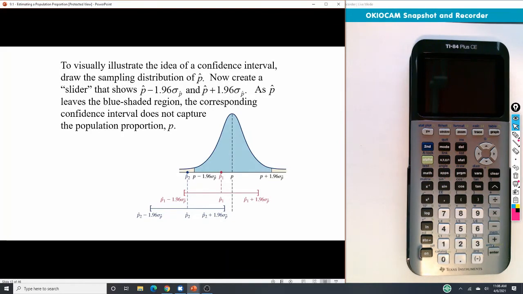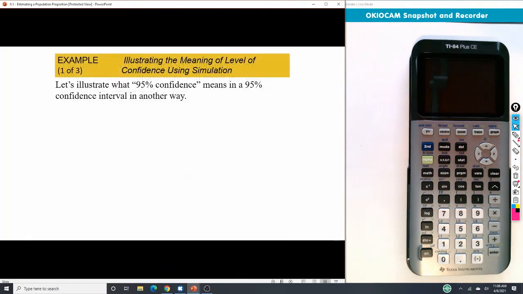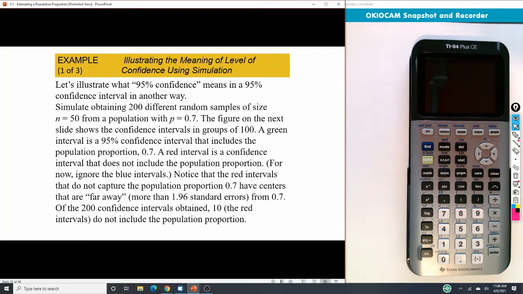All right, and so if we could move things around, we would see here that our P should end up within 95% on those. Okay. All right, so let's talk about what that means again here. 95% confidence level. So suppose that we have 200 different random samples of size 50 with P being 0.7.